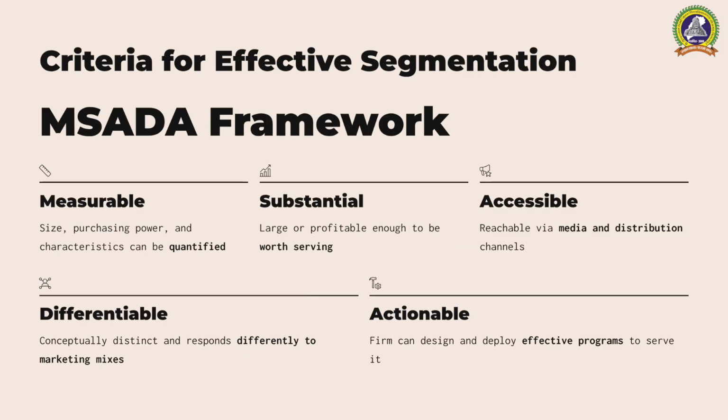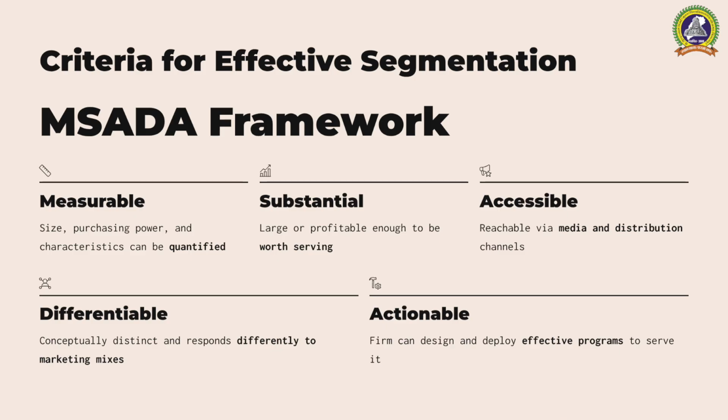You can divide a market in 1,000 different ways, but is every segment useful? The answer is no. To be useful, a market segment must meet 5 key criteria. First one is measurable. You must be able to measure the size, the purchasing power and the characteristics of the segment. If you can't measure it, you can't manage it. Next is substantial. The segment must be large and profitable enough to be worth serving. A segment should be the largest possible homogeneous group that is worth going after with a tailored marketing program.